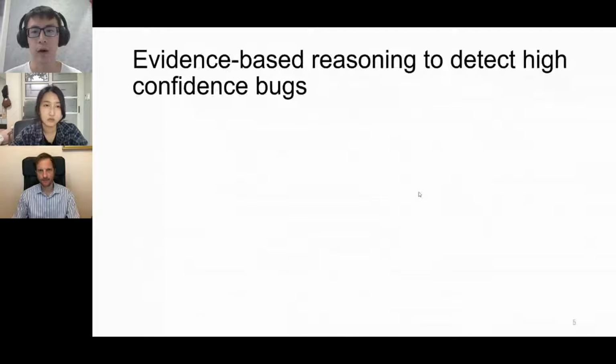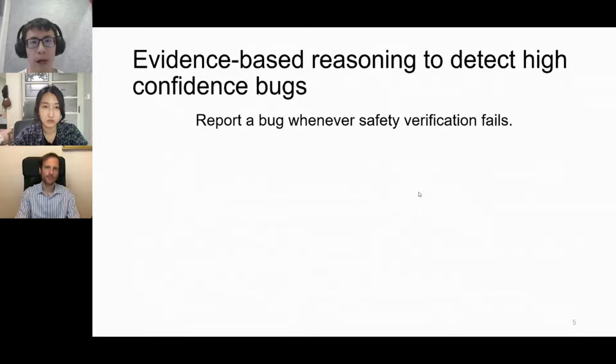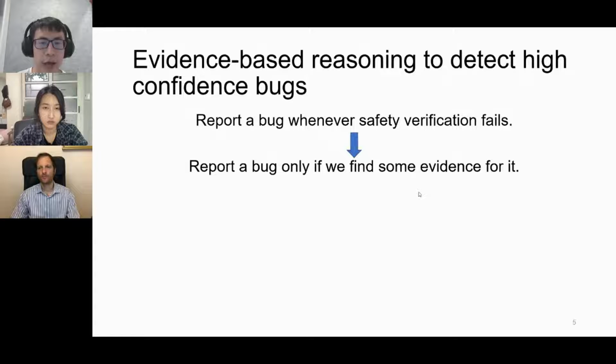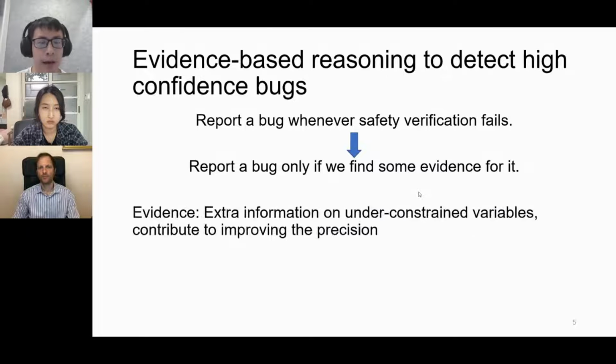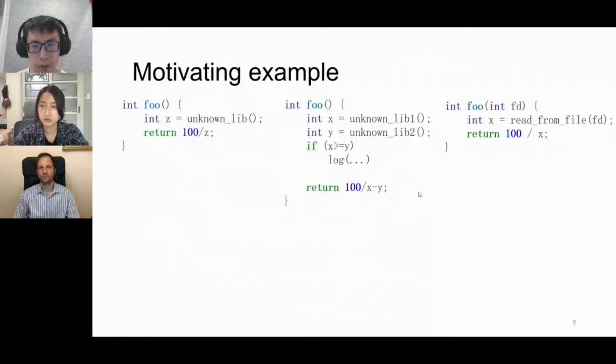The key insight of our work is to attack the divide-by-zero detection problem from a different angle. Instead of reporting a bug whenever safety verification fails, we can try to actively find affirmative evidence for triggering divide-by-zero bugs. Here, evidence means extra information on under-constrained variables, which can contribute to improving the precision. Let me use an example for illustration.